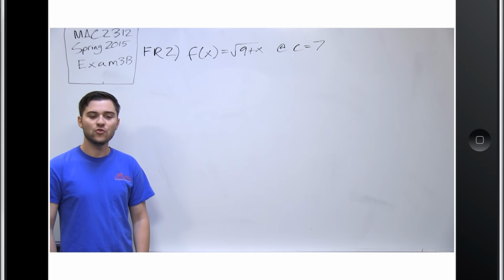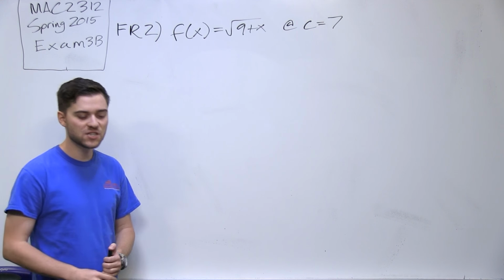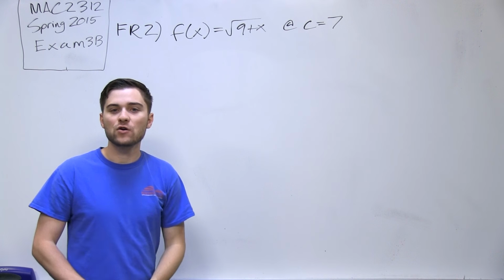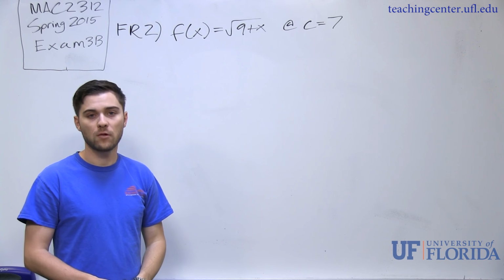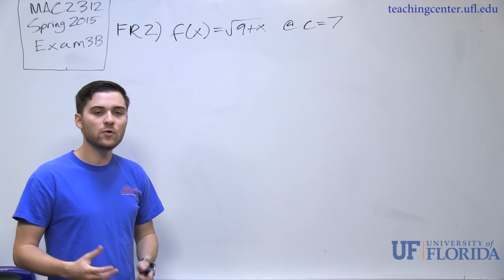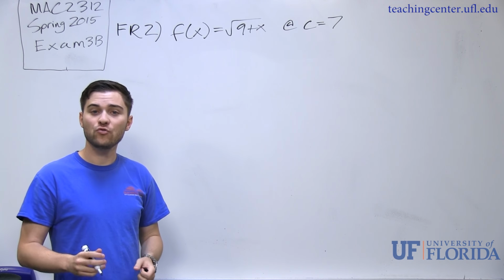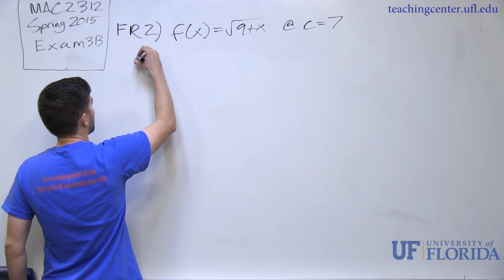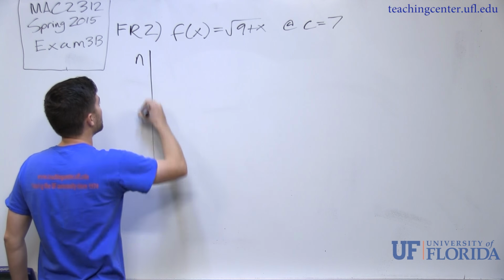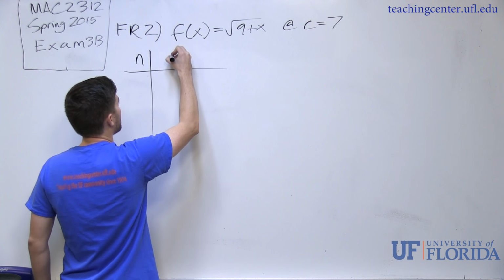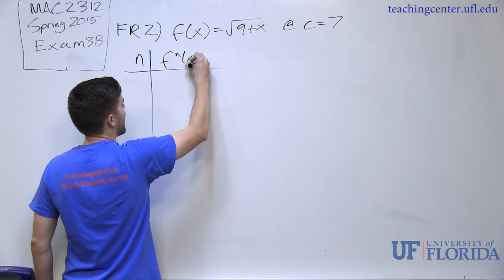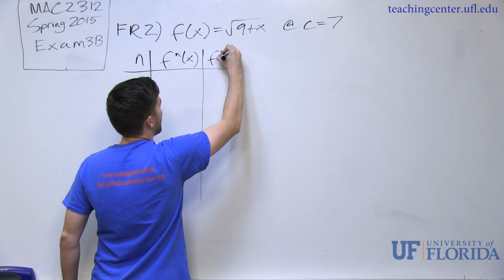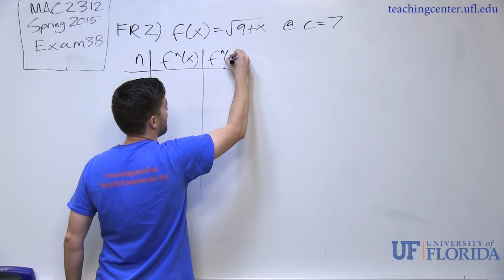Free response number 2 wants you to find the Taylor series expansion centered at c equals 7 for the given function, square root of 9 plus x. So when they give you a Taylor series, the first thing that you usually want to do is make your chart. The columns of that chart are n, an f^n of x column, and an f^n of a column.